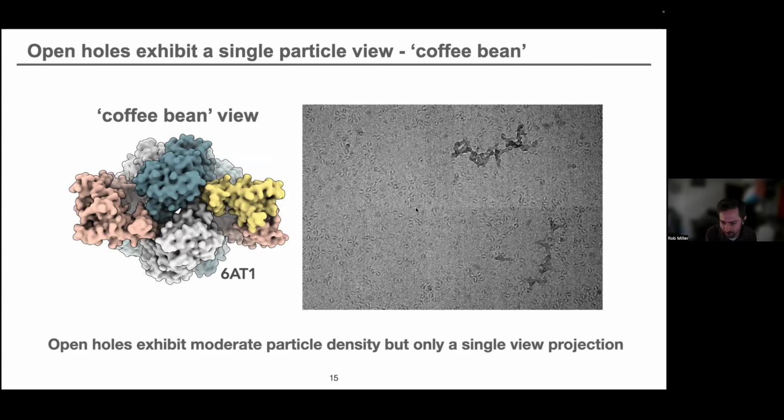So we call this the coffee bean view of ATCase, and people think maybe it's like hamburger buns, but I really like coffee. So we were really excited. We saw these great high contrast particles, but by eye, we seemingly only saw a projection along a single view of ATCase, and this was concerning.